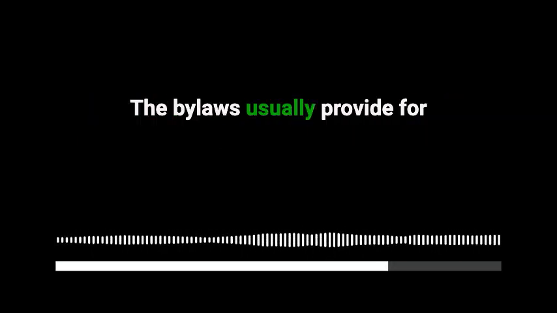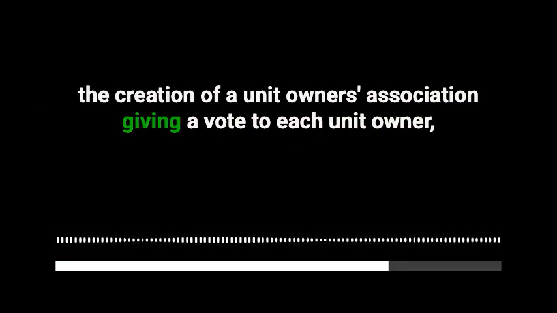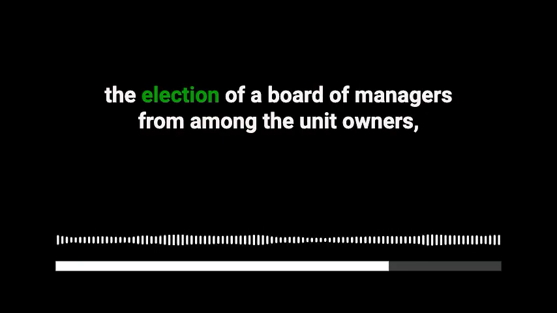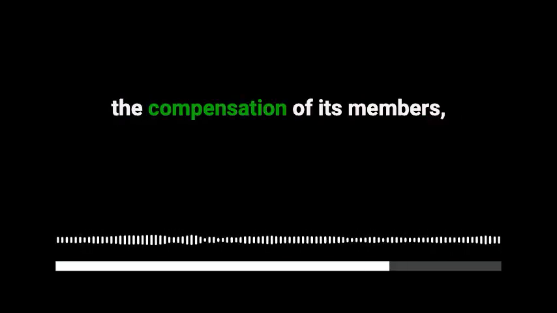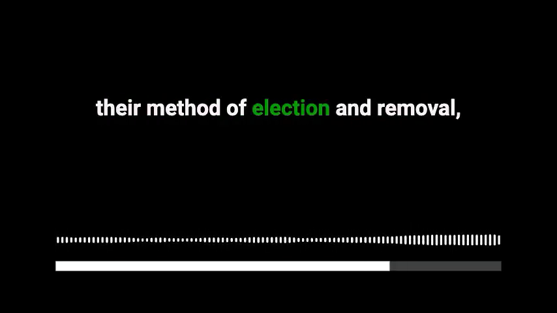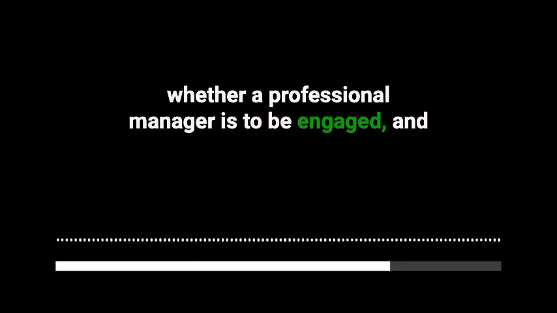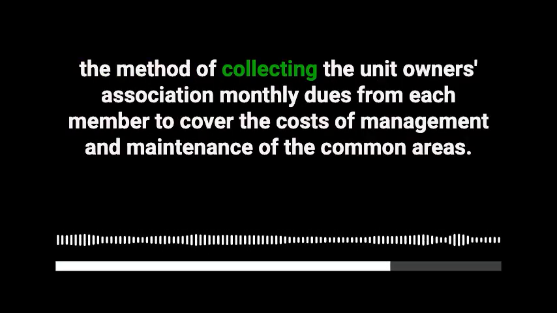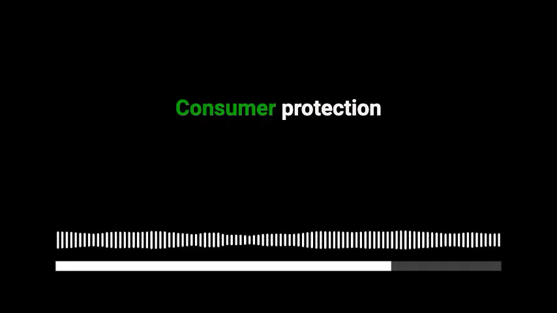The bylaws usually provide for the creation of a unit owners association giving a vote to each unit owner, the election of a board of managers from among the unit owners, the duties of the board of managers, the compensation of its members, their method of election and removal, whether a professional manager is to be engaged, and the method of collecting the unit owners association monthly dues from each member to cover the costs of management and maintenance of the common areas.